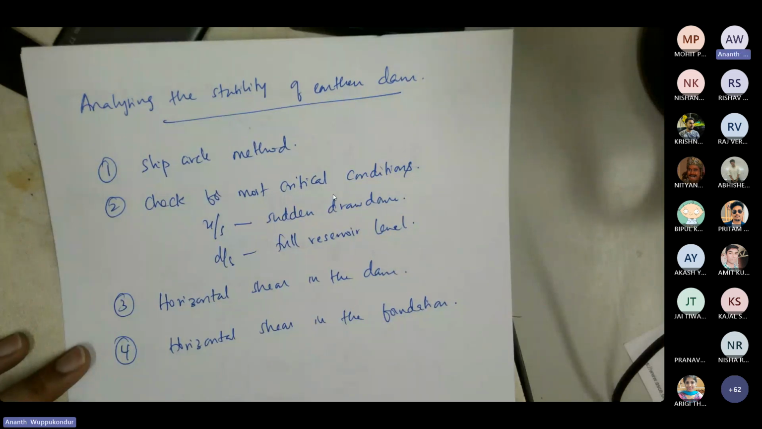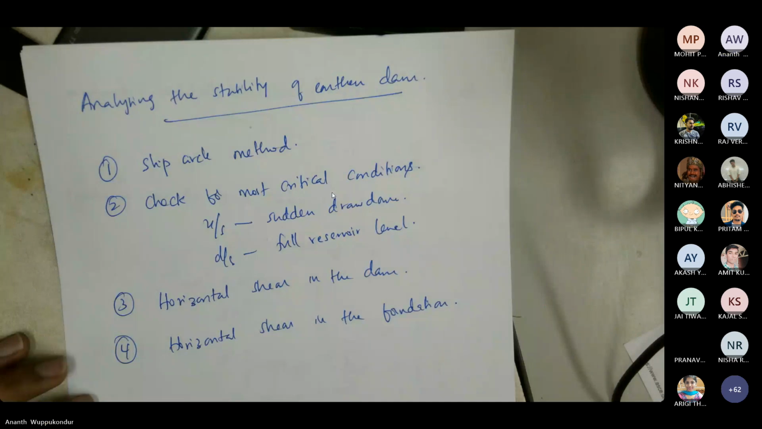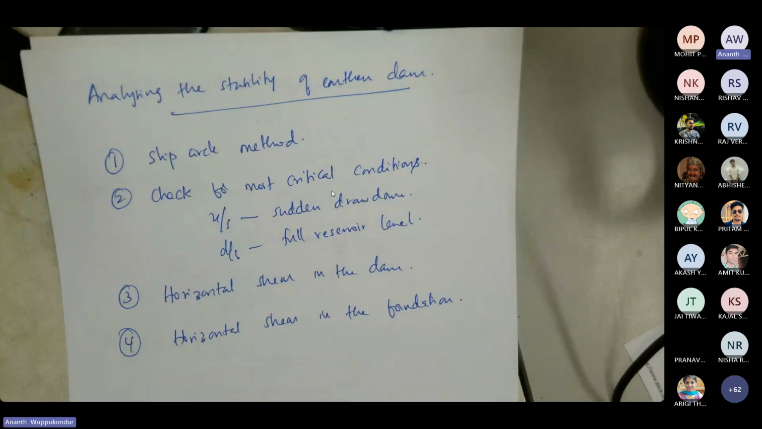So this is a long process to check the stability of earthen dams, and you need to do this by revising some of the concepts in geotechnical engineering, and go through the lecture notes again to properly understand the concept. It may not be all clear in one lecture, but if you read the notes again, it might become clear.